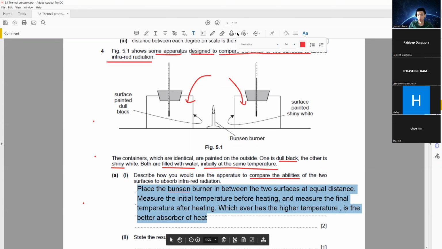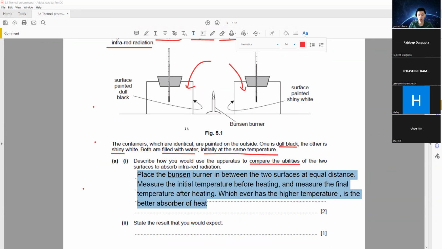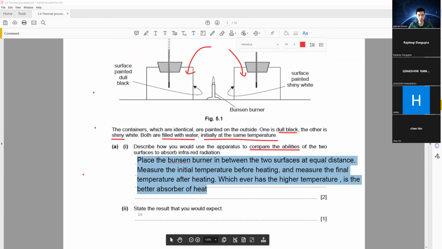I'm just going to copy this down into the chat box. Anyone got any questions with this? Anyone don't understand what I'm talking about with this answer here? If you don't understand, just unmute yourself and ask your question, guys. If not, I'm just going to assume that you understand.